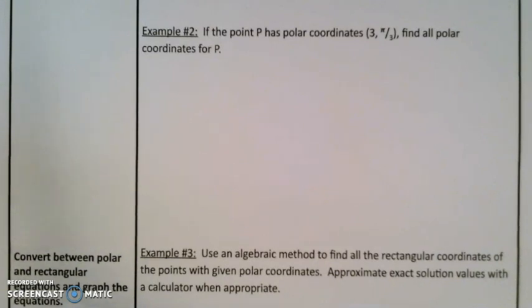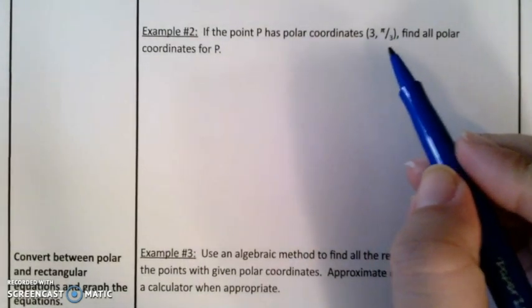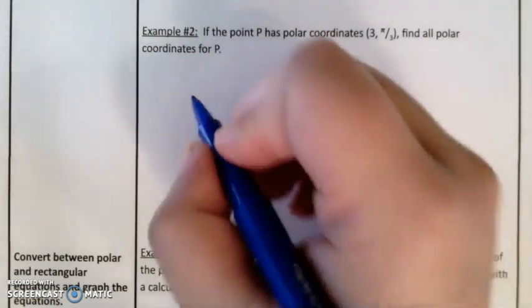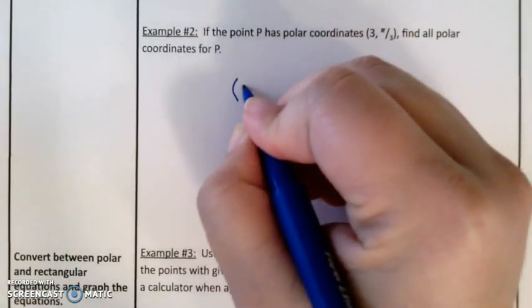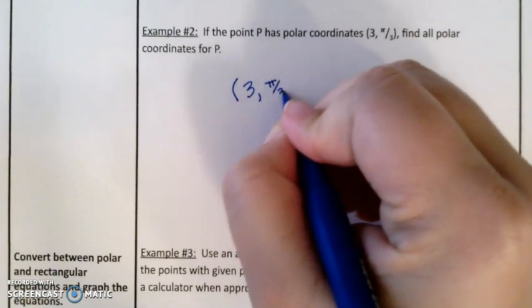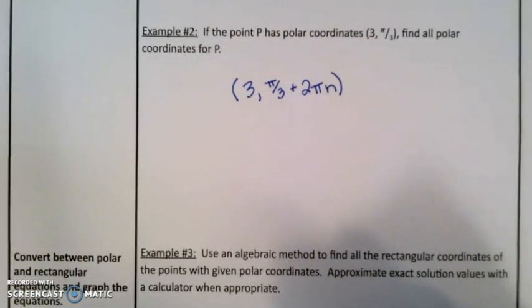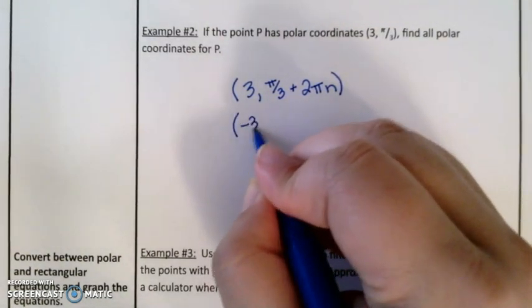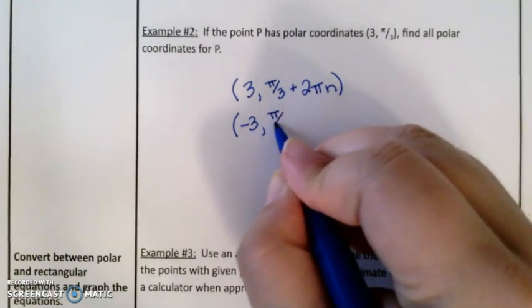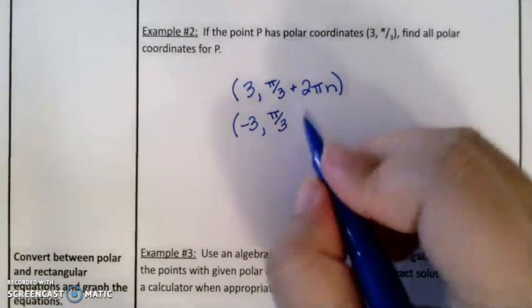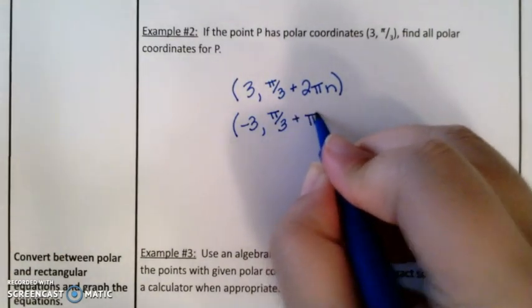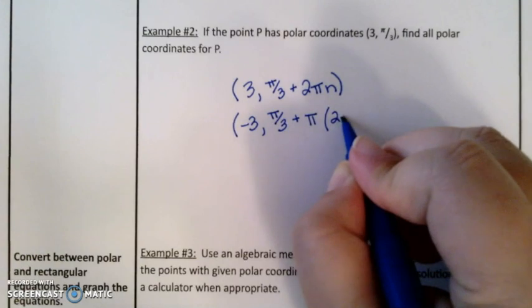Looking at example 2, we're going to write our answer just in radians because it's given in radians. So we want to find all polar coordinates for P, whose coordinates are 3, comma, pi over 3. So using the ideas from above, we can say that P could be written as 3, comma, pi over 3 plus as many rotations as we want, 2 pi n, or we can write it with a negative 3 radius, angle of pi over 3 plus half a rotation, and as many rotations as we want.